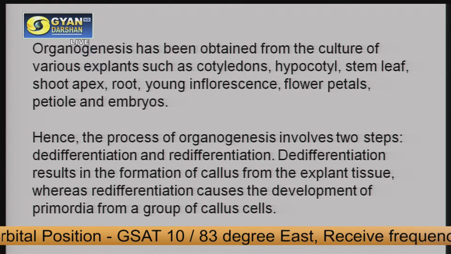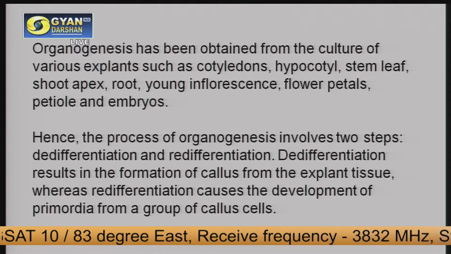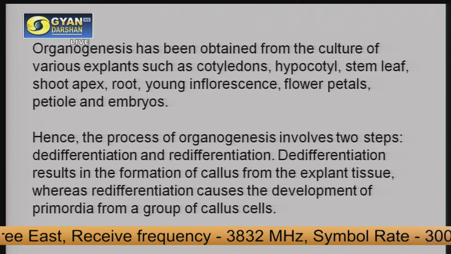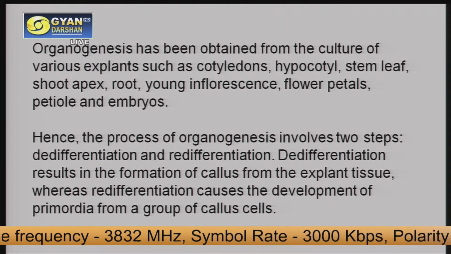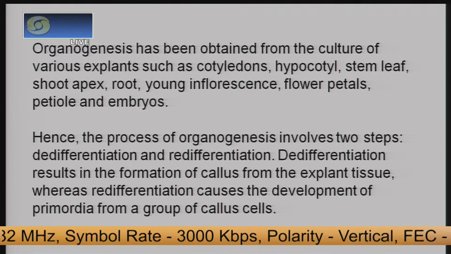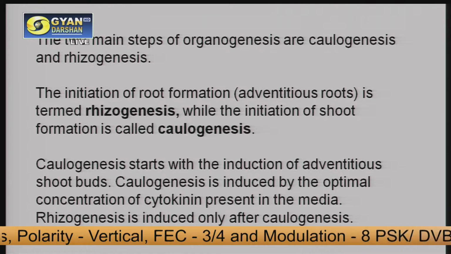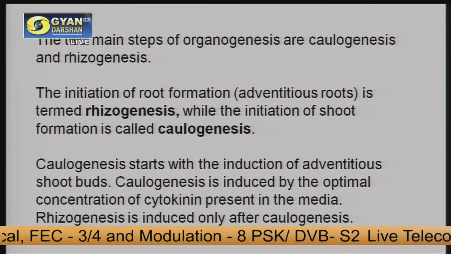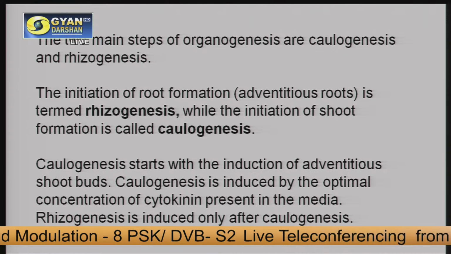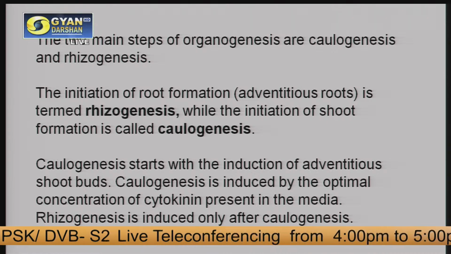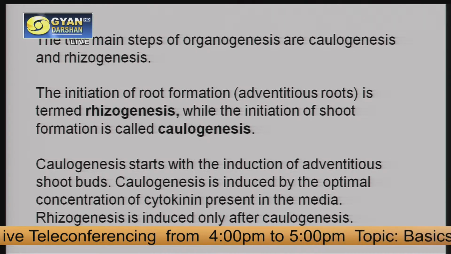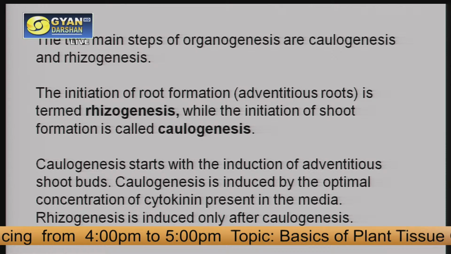Now organogenesis has been obtained from the culture of various explants such as cotyledons, hypocotyl, stem, leaf, shoot apex, and again organogenesis will involve two steps, as I already discussed, that is dedifferentiation and redifferentiation, which is also true here. Now whenever there is a root formation, we call it rhizogenesis, and when there is a shoot formation, we call it caulogenesis. So rhizogenesis and caulogenesis both are very common for the organogenesis process, because ultimately you need both root as well as the shoot to generate a plantlet, and you are developing that in the medium.